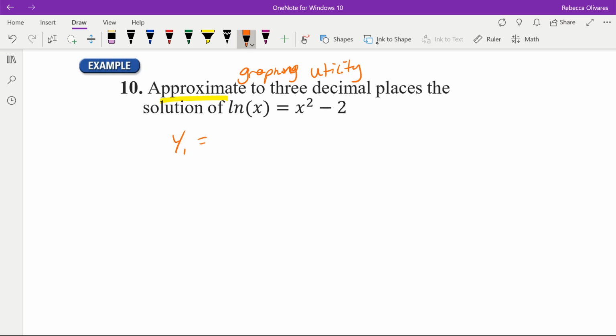And in y1, I'm going to use my TI-84. I'm going to graph the natural log of x. And in y2, I'm going to graph x squared minus 2. That's just a parabola. And we're just going to calculate those intersections. So I'm going to pull up my calculator now.